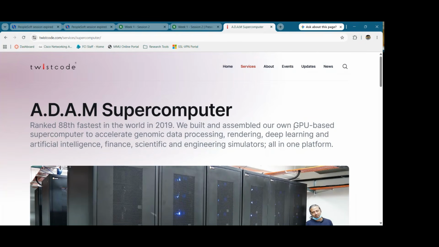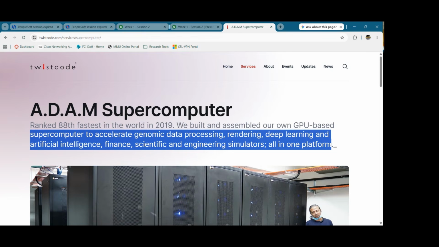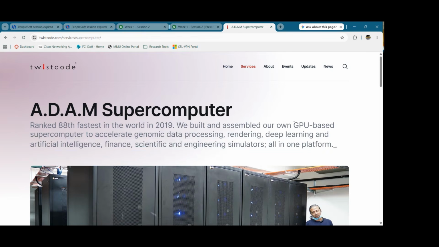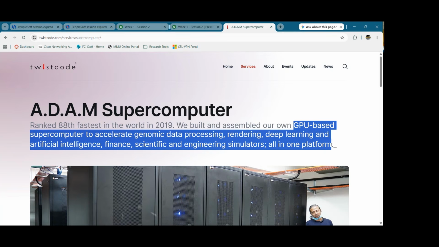This supercomputer did data processing in 2019. But now, business will require this. Nowadays with AI, supercomputers are on demand.